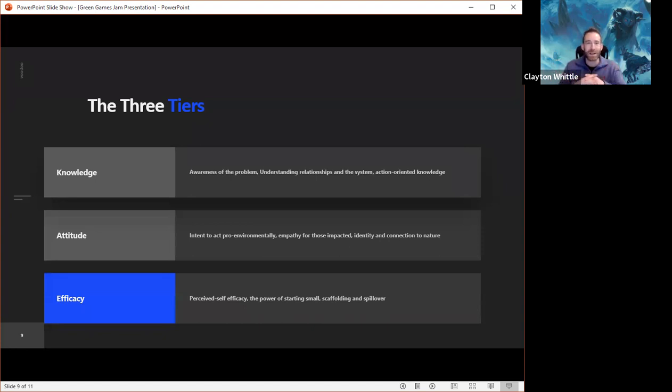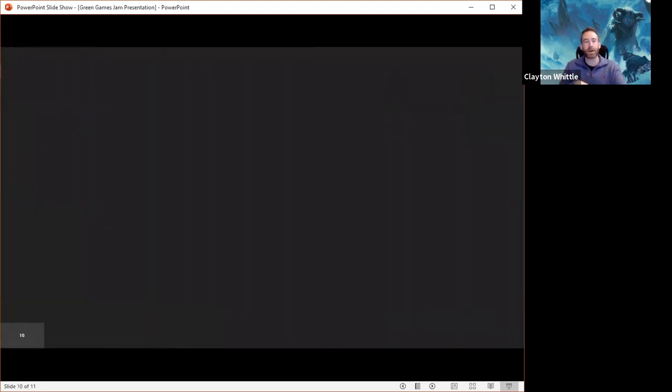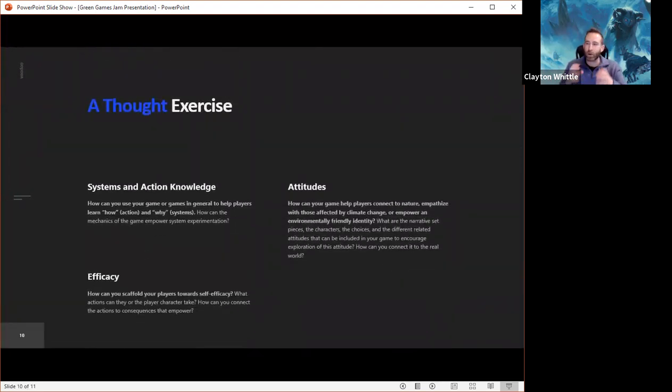That's common sense. So what I'd like to do, and I'm going to have to ask Deborah again to help me out here, is go into breakout rooms for a minute and talk about, and I'll go to our next slide here, talk about within our groups how we might tie these concepts that we've just talked about to either future projects or projects we're working on right now. How can we adapt what we're doing, or how can we just think about this in the projects we're doing right now, using systems and action knowledge, working towards attitudes, or helping to build efficacy.